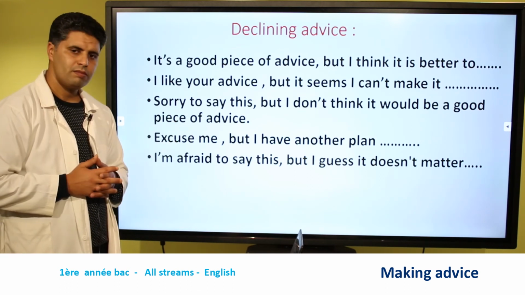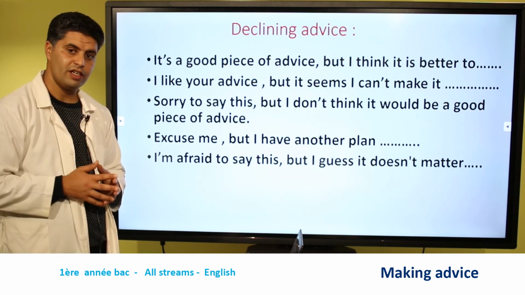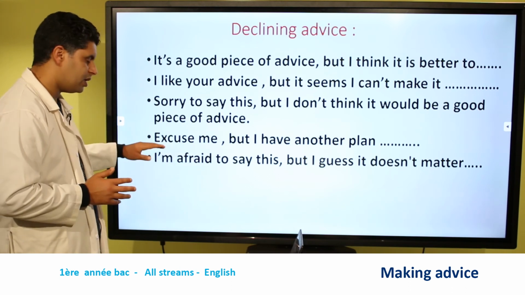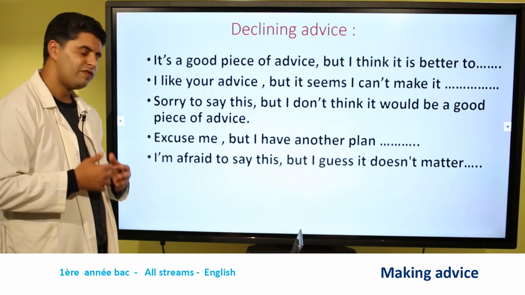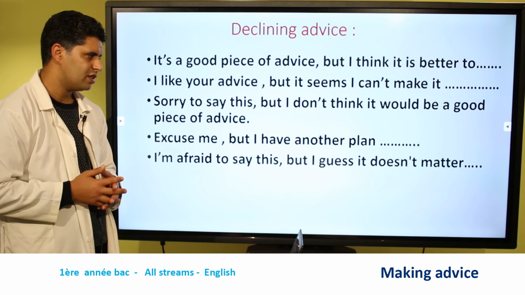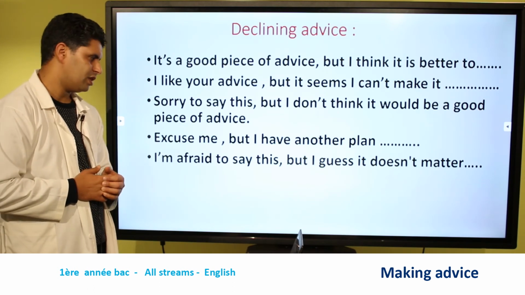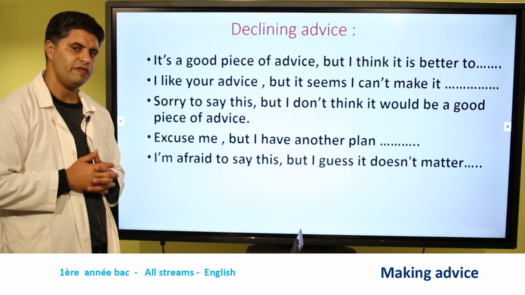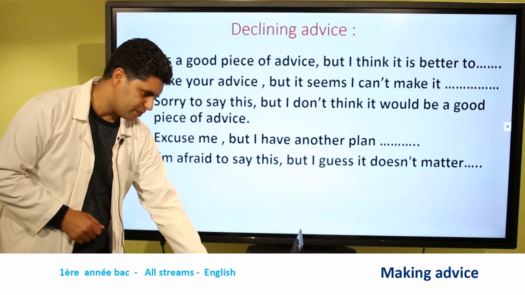Excuse me, but I have another plan. Excuse me, but I have another idea. I have something else. Okay, so remember that you have to be polite. Excuse me, sorry, etc. I'm afraid to say this, for example. Okay, but I guess it doesn't matter. So here you show that this idea is not a good idea. It's not that beneficial, it's not that helpful an idea, because you have another idea.